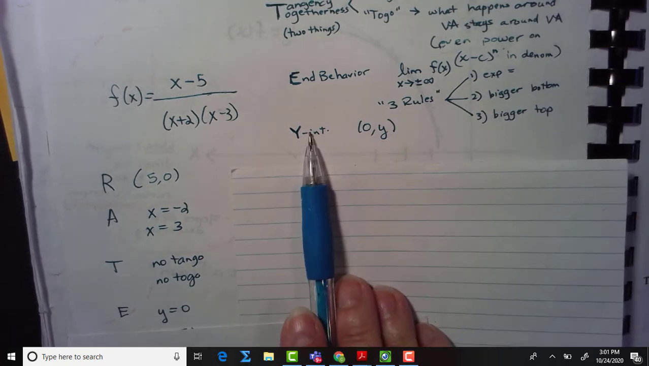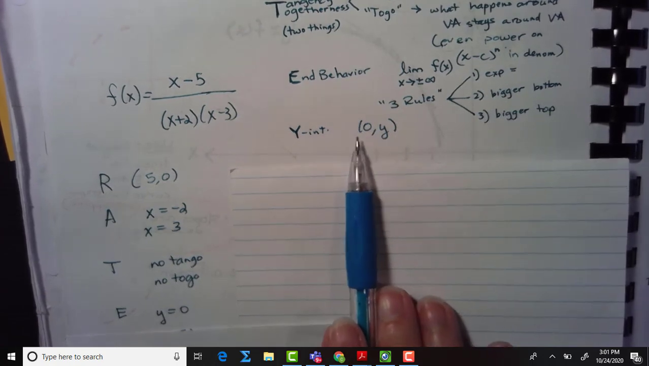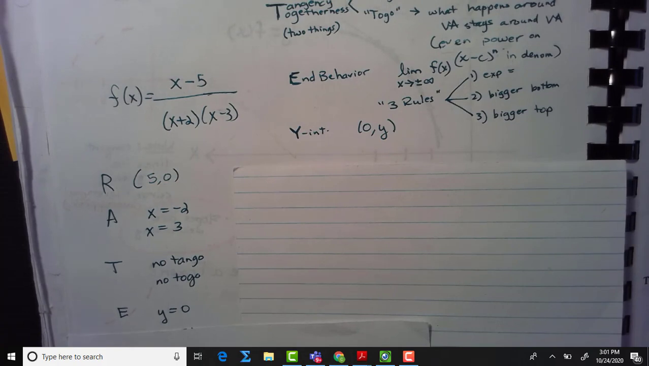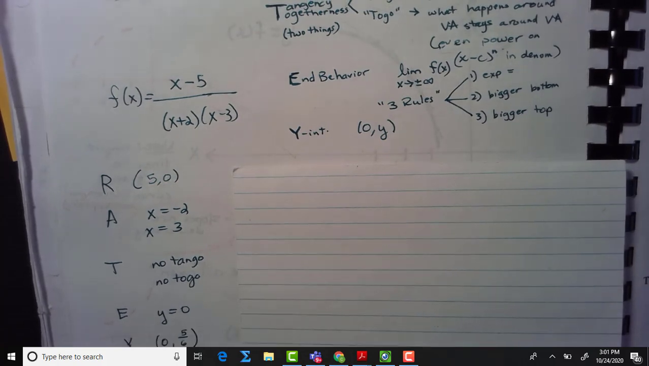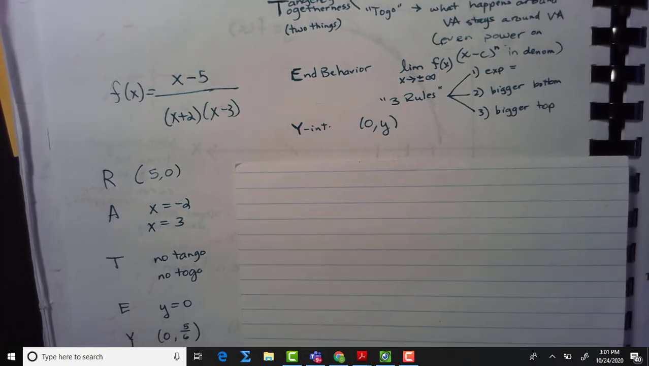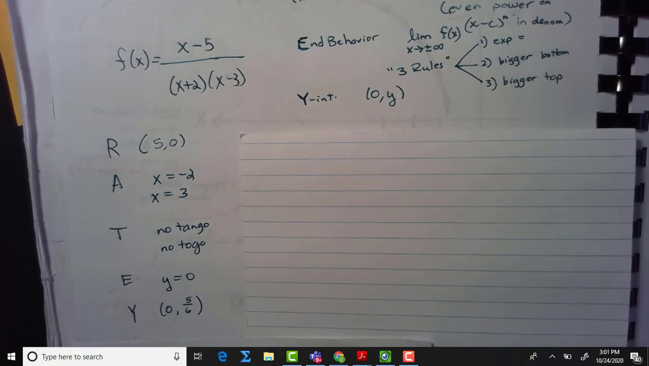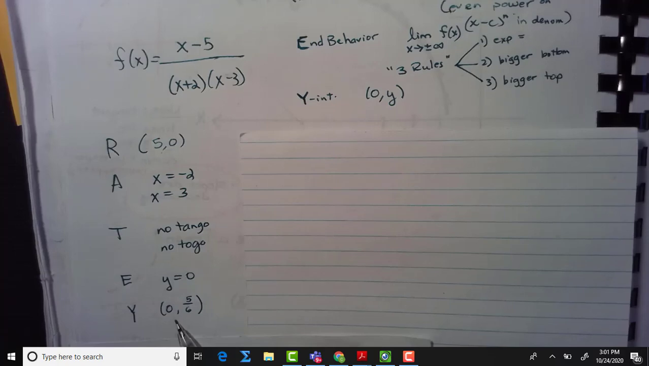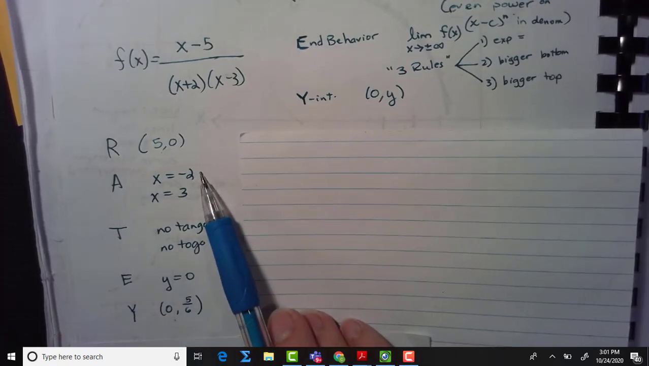And then the y-intercept, easiest thing when x is 0. So substitute a 0 everywhere, and we get a -5 on top over a -6 on bottom, which gives us 5/6. So we go and we graph the point (5, 0), the point (0, 5/6), and our two vertical asymptotes.